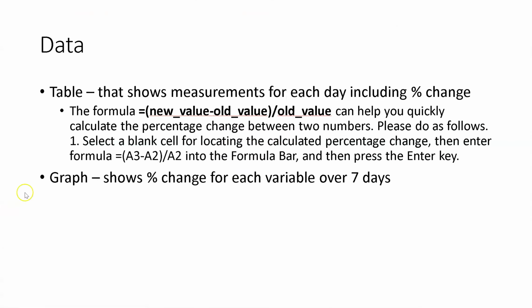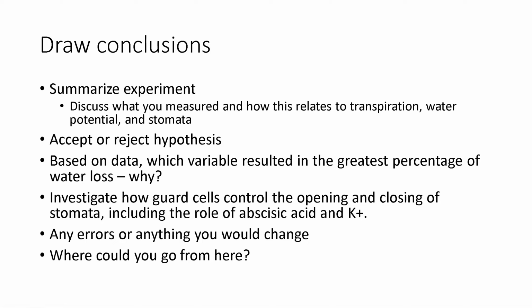So I do want a table. Again, let's review. I do want a table that shows measurements for each day, including percent change. And then I want a graph that correctly illustrates the percent change for each variable over 7 days. Okay? And then finally, the last part, draw conclusions. So I want you to summarize the experiment, 3 to 5 sentences. Discuss the results that you found and how this relates to transpiration, water potential, and stomata. Draw relationships here. Draw conclusions based upon data.